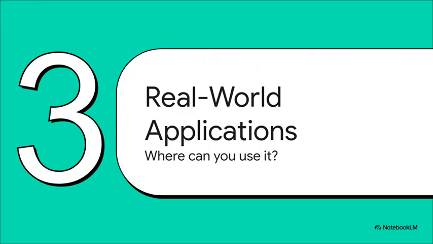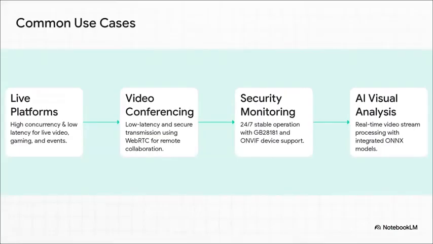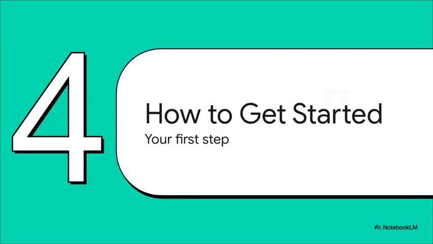Okay, all these features are great, but where does the rubber actually meet the road? Let's take a look at a few real-world situations where Monibuca is just a perfect fit. So imagine you're building a live streaming platform. Its ability to handle tons of users and multiple protocols is absolutely key. Or maybe video conferencing. Well, its WebRTC plugin is perfect for that secure, low-latency video chat. For security and monitoring, its stability and support for protocols like ONVIF make it ideal for running 24/7. And for something really cutting-edge like AI analysis, you can feed video streams directly into your machine learning models in real time.